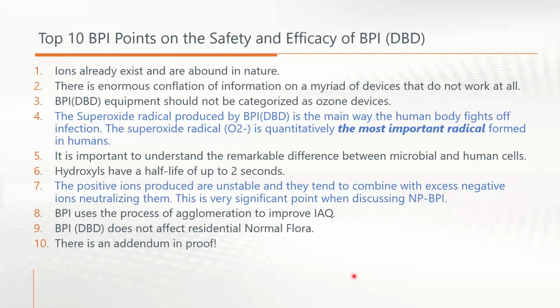But I'd like to go through this slide real quick. It's just some points about some of the issues that come up about bipolar ionization. So ions already exist and abound in nature. That's the fact. There is enormous conflation of information on a myriad of devices that do not work at all, and that's what I've been alluding to and trying to educate people on. Bipolar ionization equipment should not be categorized as ozone devices. If you do search after search, you're going to find people say that it produces ozone. The fact of the matter is it doesn't, and it's a UL proven device.